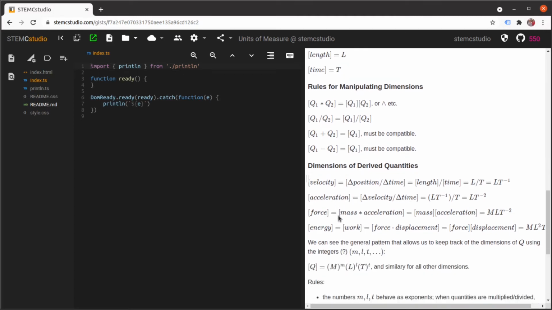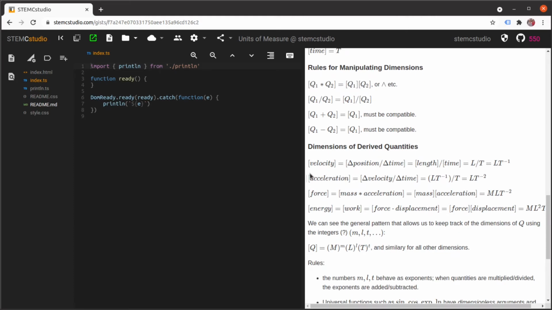Okay, so let's see some examples of derived quantities. A velocity is a change in position divided by some time interval. The change in position is no different, it doesn't change anything, because that's just the case Q1 minus Q2 equals Q1, so we can forget that. Position has the same dimensions as a length. So the dimensions of a length, big L, divided by the dimensions of time, big T, we'd write as LT to the minus 1.